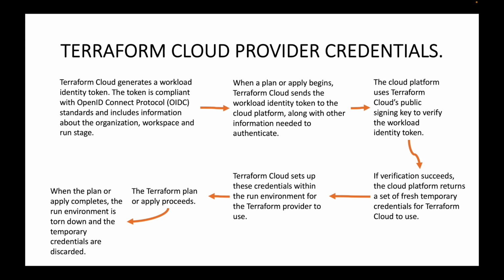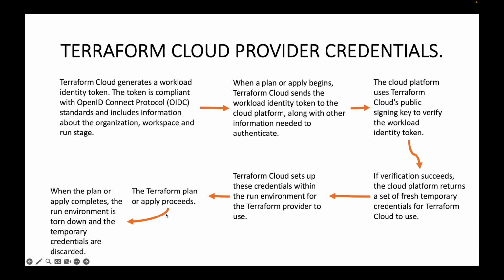So ideally for this, we will be setting up your OpenID Connect protocol, and there will be a certificate associated with it. So what Terraform Cloud does is it generates a workload identity token which will be sent to the cloud platform. Now the cloud platform will validate that workload identity token, and using that it will generate temporary credentials for us, and those temporary credentials will be passed on to your Terraform Cloud. Terraform Cloud will use those temporary credentials and run the plan or apply for us.